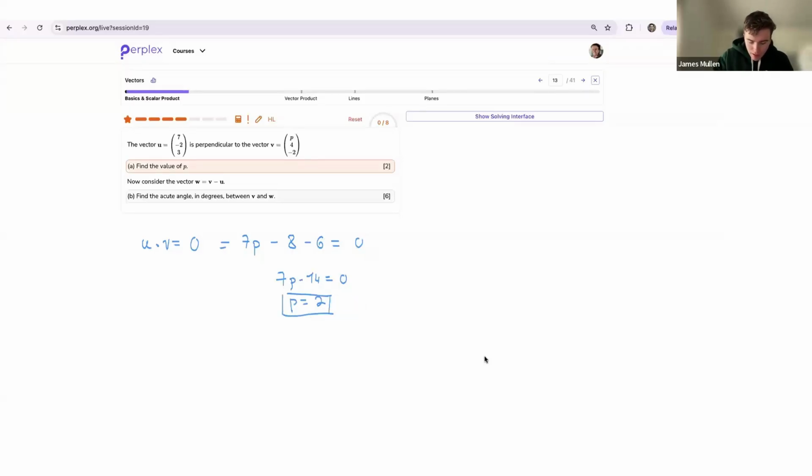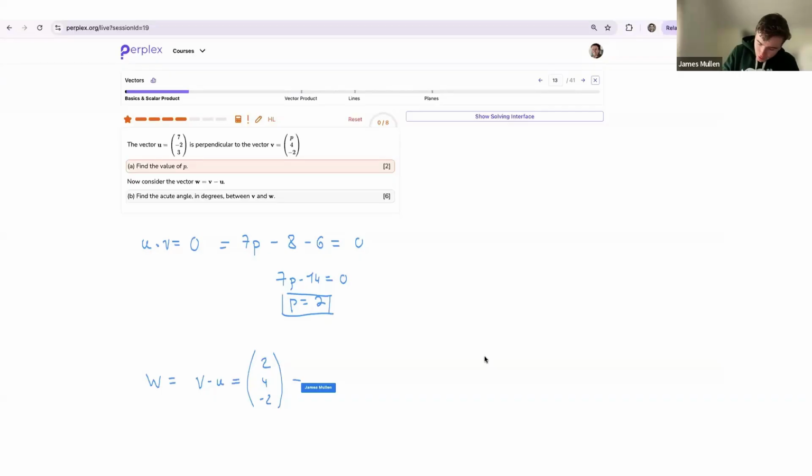Now we want to find the acute angle between v and w, where w is defined as v minus u. So let's start by considering what w actually is. w is going to be v minus u. v is (2, 4, -2) now. So that's v.